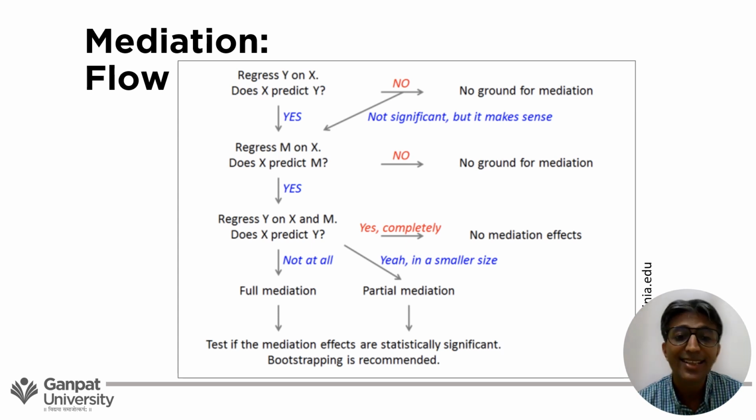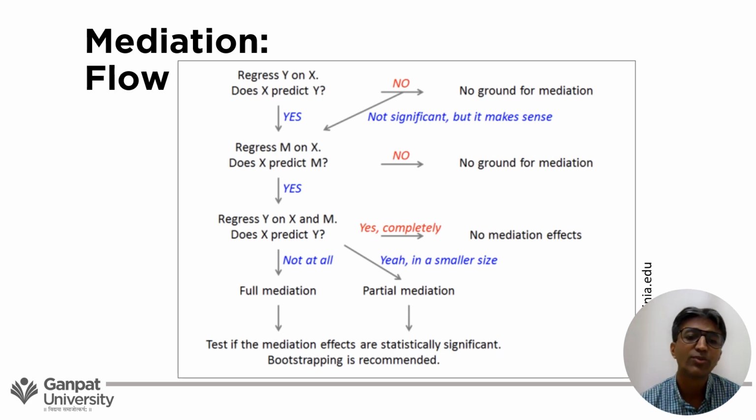If it is yes, then it will give you a green signal to go and regress Y on X and M. So does X predict Y, again, through direct and indirect effects? There are three possibilities. Not at all: that means if the p-value gets lesser than 0.05, we conclude that it is a full mediation. If it is predicting partially, in a smaller size and significant, it would be a partial mediation. And if it completely predicts Y, that means there is no mediating effect.